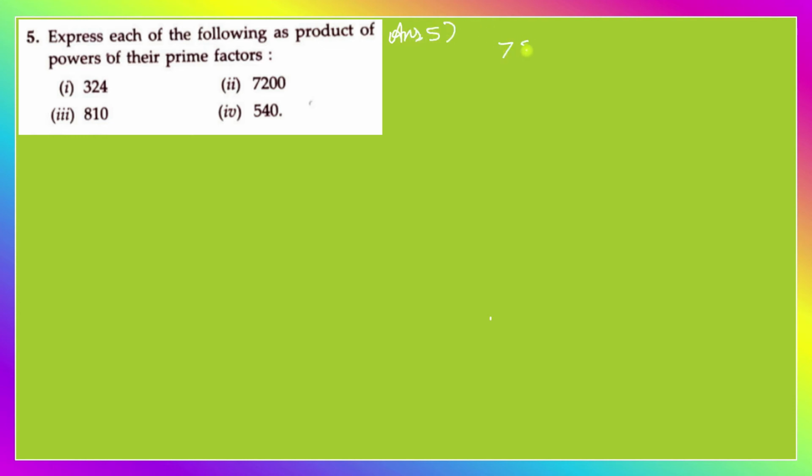So for example, 7200, we are going to prime factorize it. We get 2, I get 3600, 2 again, then I get 1800, 2 again, then I get 900.